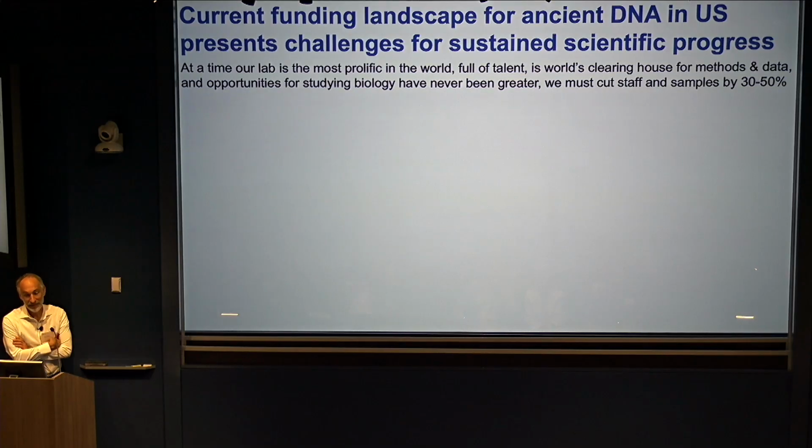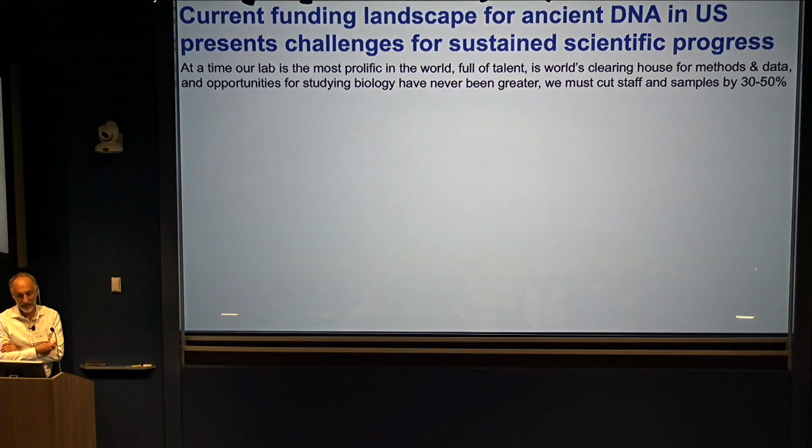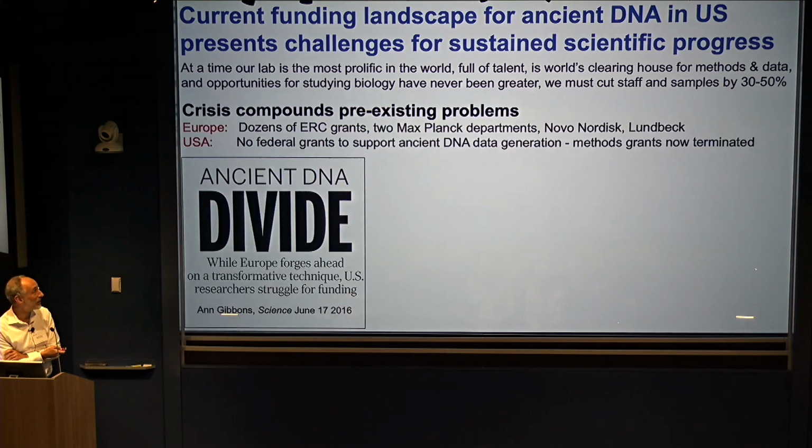Current funding landscape in the US is a challenge for sustained progress. There's a lot of things going on in our laboratory right now, but we're needing to cut staff and samples a lot right now because of these issues. And it's really a big compounding of existing problems. In Europe, there's dozens of ERC grants, Max Planck departments. In the USA, there's never been a federal grant that supported this type of research.